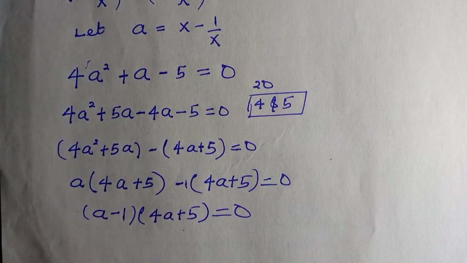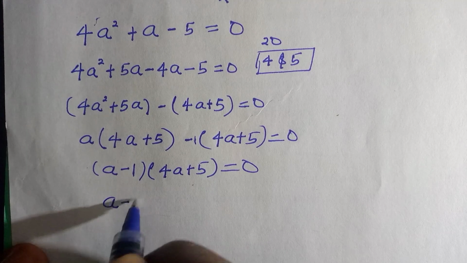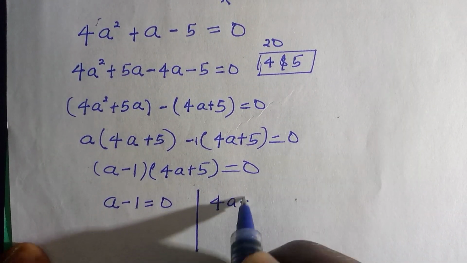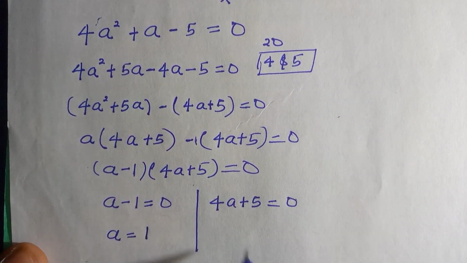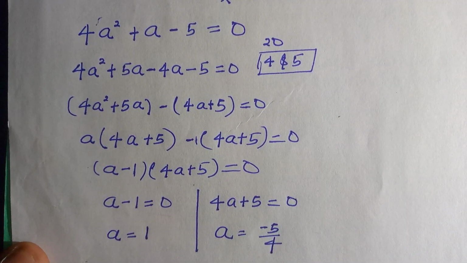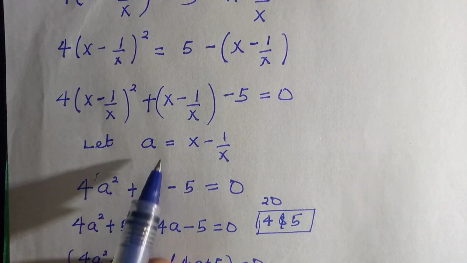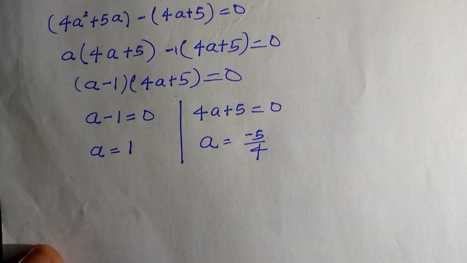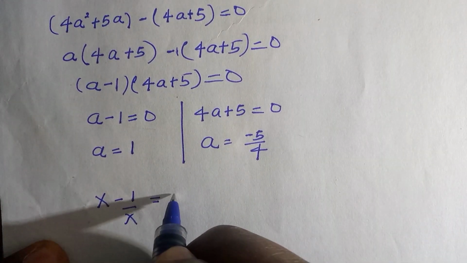And we can obtain the two values of a, where we have a minus 1 equals 0, or 4a plus 5 equals 0. So a equals 1, or a equals negative 5 divided by 4. Have you got this step? From what we let, a equals x minus 1 over x, so we can start applying it here as x minus 1 divided by x equals the first one, which is 1.